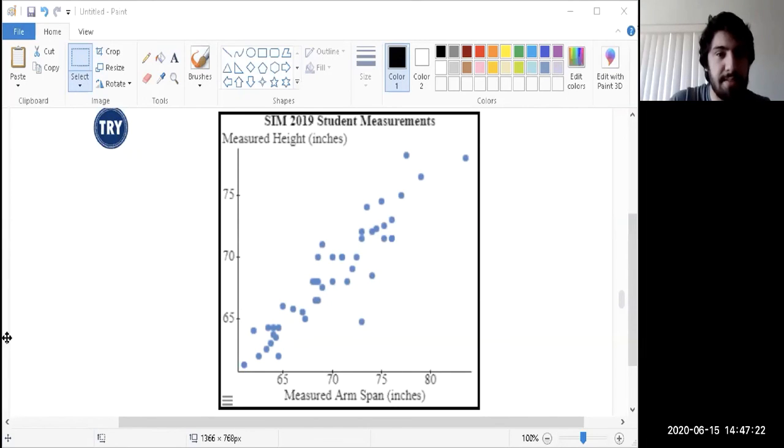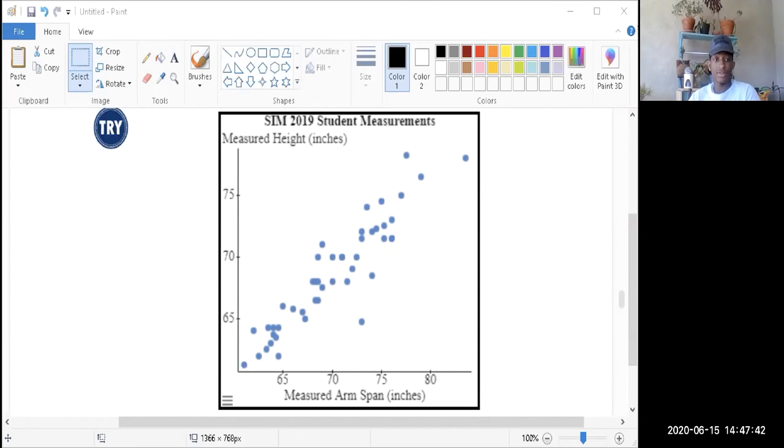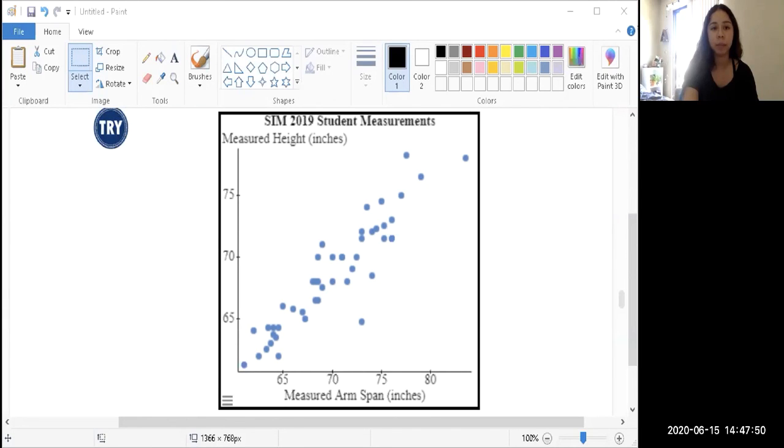So this is actually from last year. We took the arm span of all the students. So what's the observational unit? And be specific. Arm span. No, the observational unit. The student measurement, right? Specifically who? Students in your stat class last year. Yep. Students. Nice. And then what was the variable? The arm span. Yeah. Do you know what kind of graph this is?